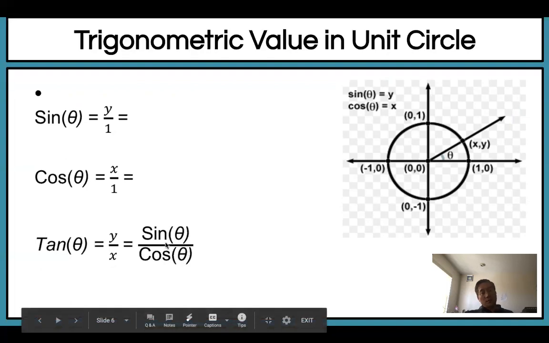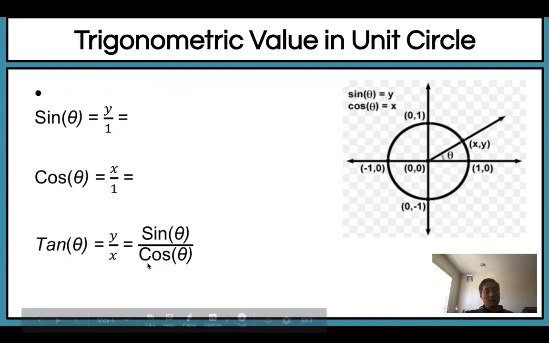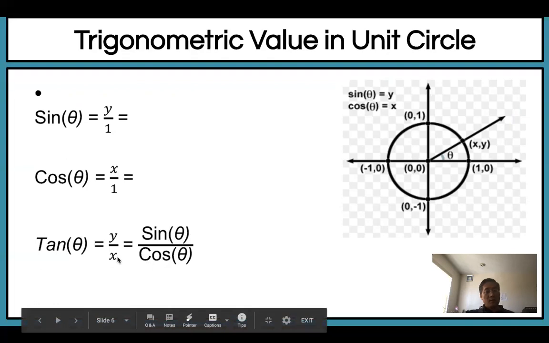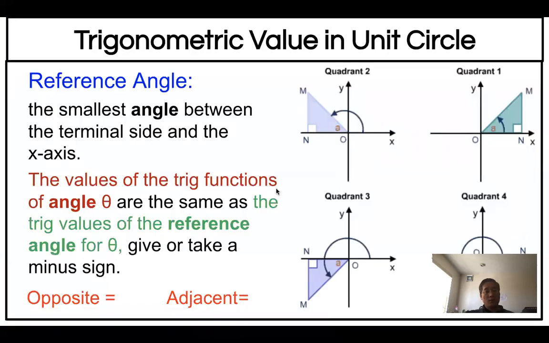Sometimes you need to use this one too. In the right triangle, if you know the lengths of the sides, you can use these, right? But if you have a different quadrant, let's see, we are using the reference angles.